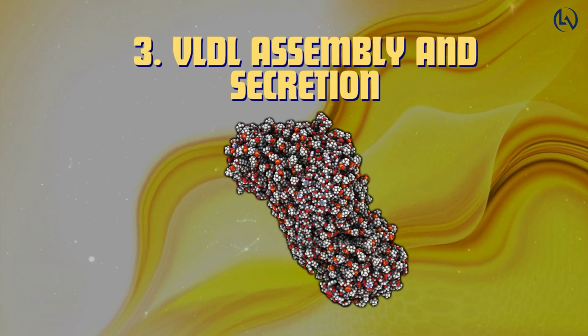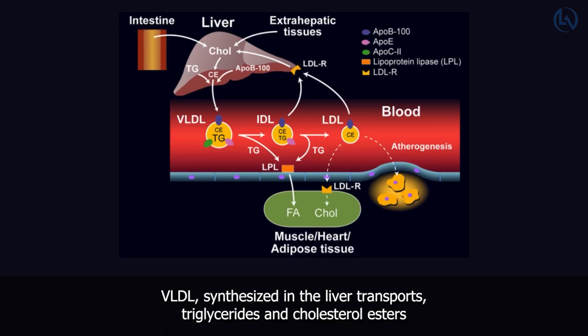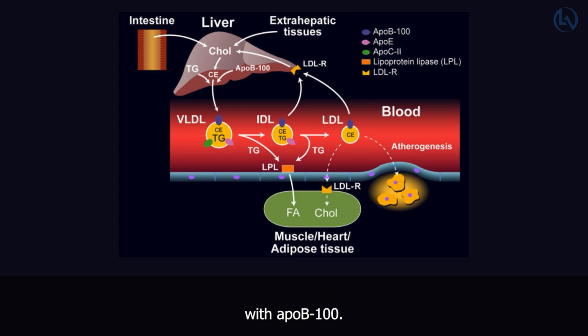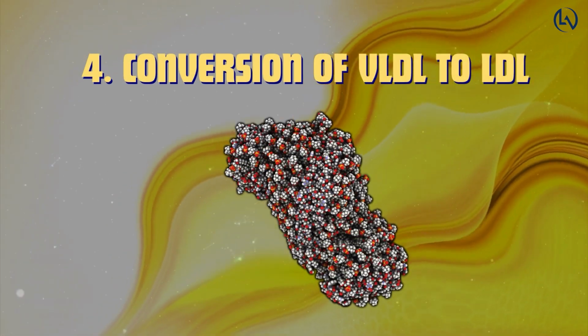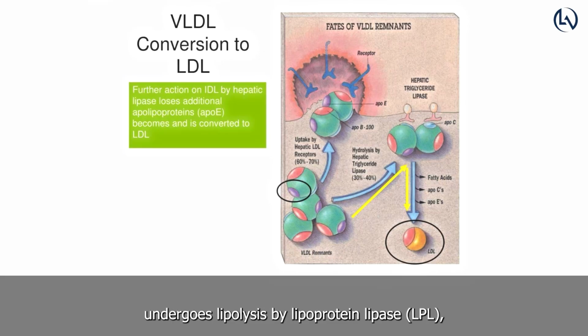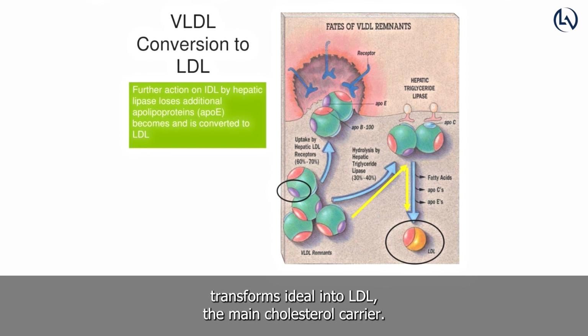VLDL assembly and secretion. VLDL, synthesized in the liver, transports triglycerides and cholesterol esters with ApoB-100. It delivers endogenous triglycerides to tissues. Conversion of VLDL to LDL. VLDL circulates, undergoes lipolysis by lipoprotein lipase, LPL, forming IDL. Continued triglyceride removal transforms IDL into LDL, the main cholesterol carrier.